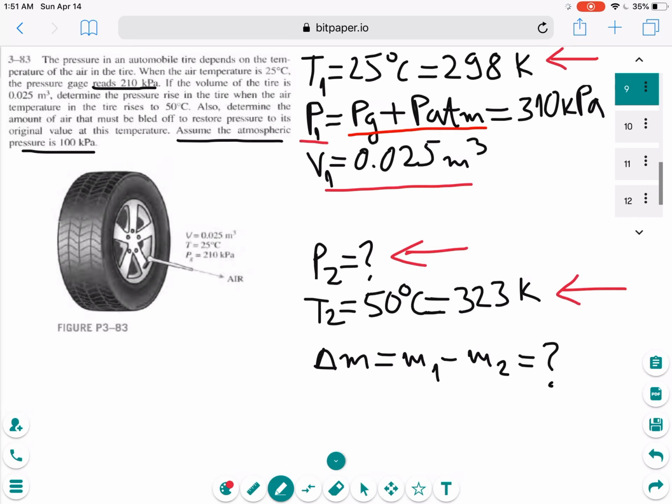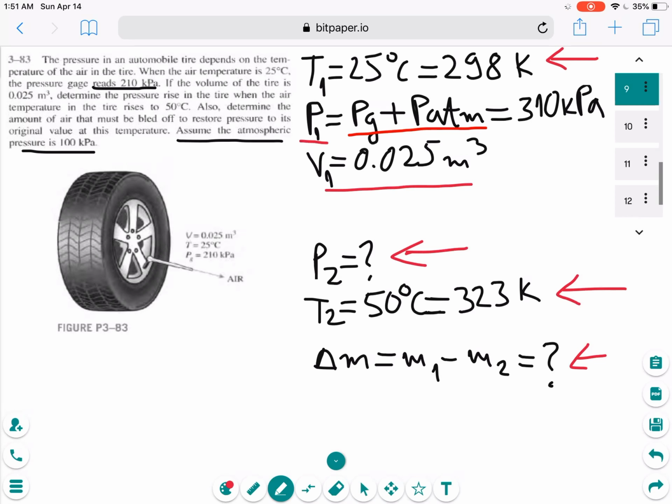Also, determine the amount of air that must be bled off to restore pressure to its original value at this temperature. So the amount of air that must be removed.